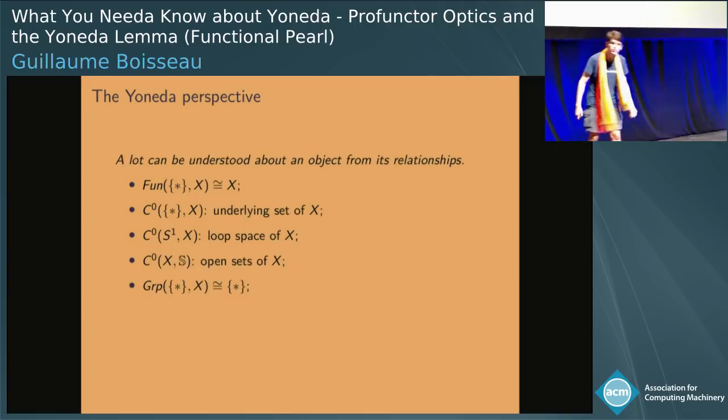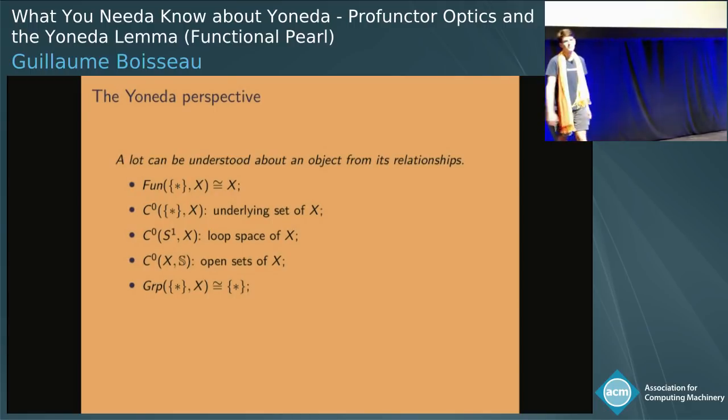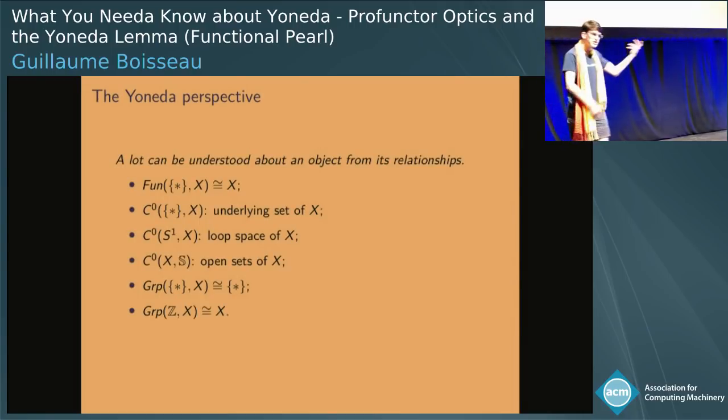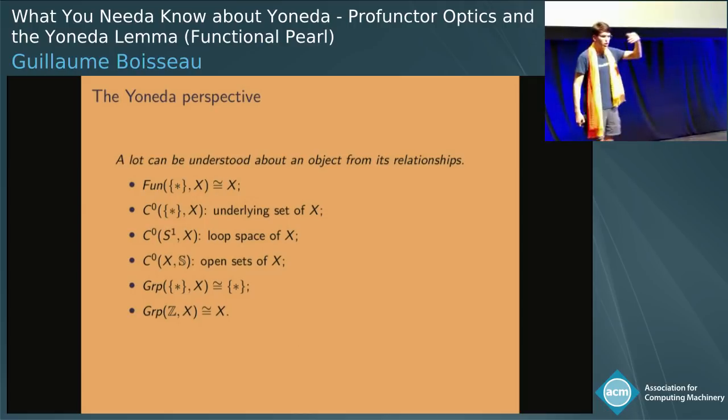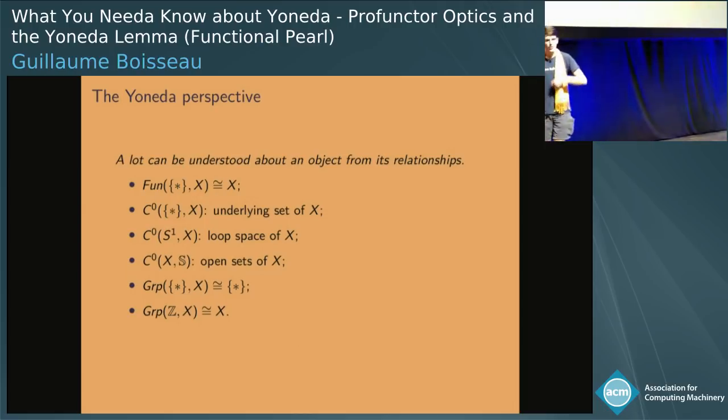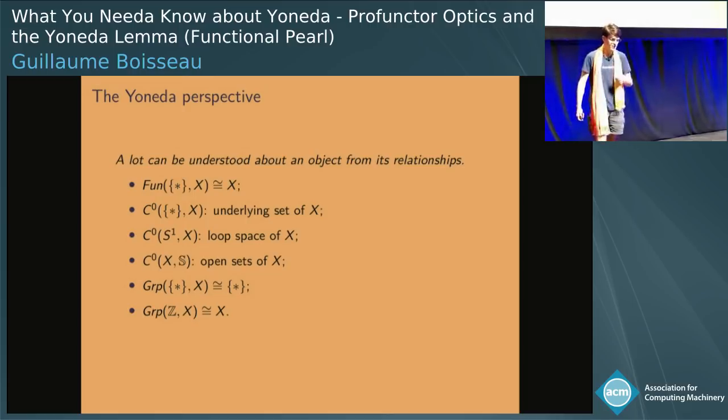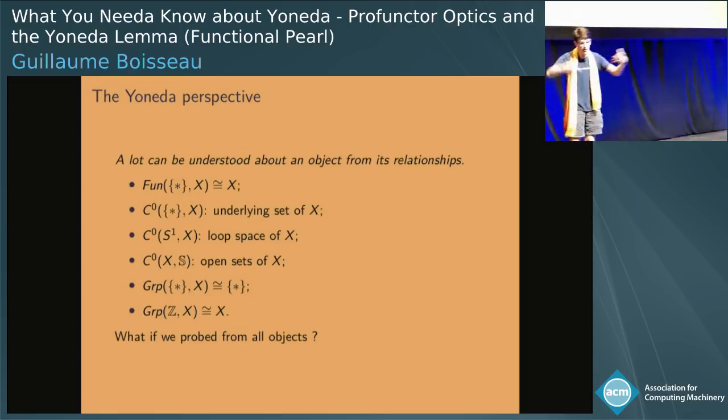Another example from group theory, if you're more familiar with that, or if you're not, it's fine: the group homomorphisms between the singleton group and a particular group X are not very interesting. There's only one such. It's not good. But if I look from the group of integers to X, again, I have enough information to reconstruct X itself. So all of those examples have something in common, which is that we look at a particular object through the maps that go either into it or from it, and that preserve the structure in some way. Now the question is, what if I probed from all other objects?